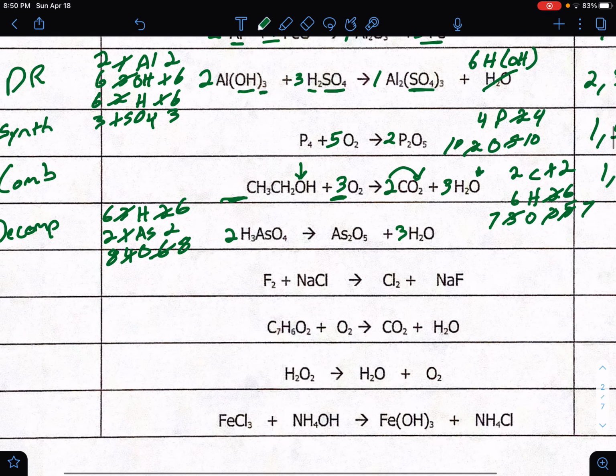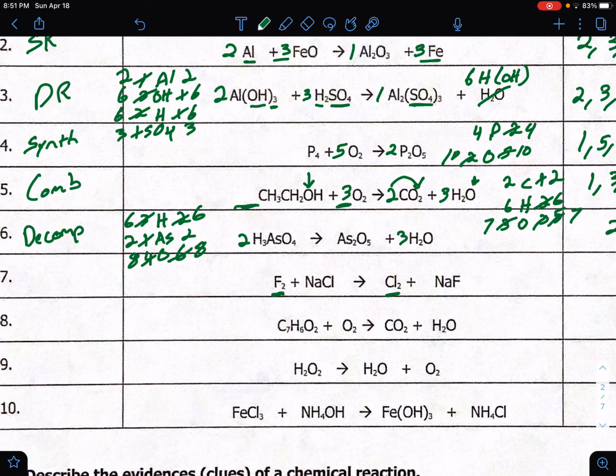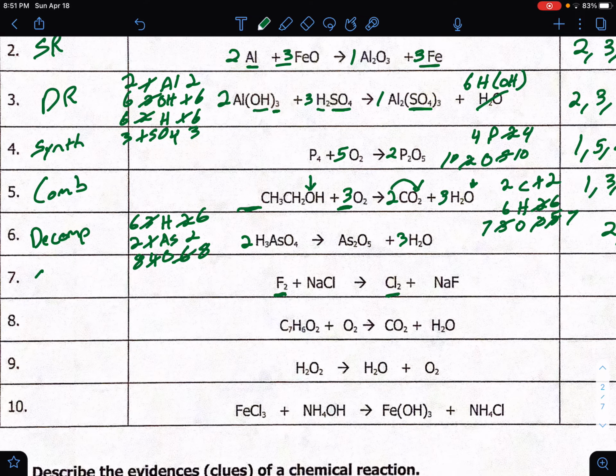Okay, F2 plus NaCl gives me Cl2 plus NaF. I have something by itself, so even though there's an F2 right here, that's still considered a single element. Okay, and there's a Cl2 right here, that's still considered a single element. Okay, that does not count as a pair. So this is going to be a single replacement.